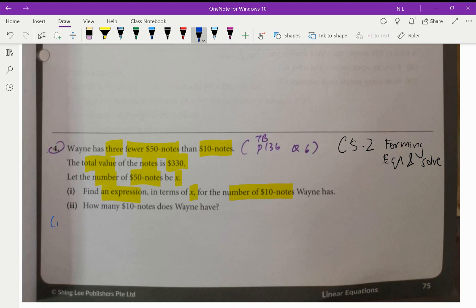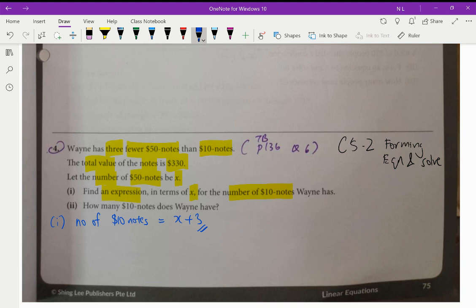So first thing, let's write down. Since the number of $50 notes is x, and there are three fewer $50 notes as compared to $10 notes, that means the number of $10 notes will be x plus 3. So this is it for part 1.